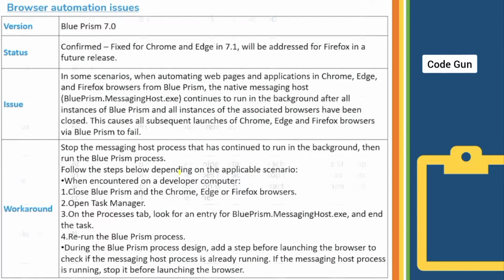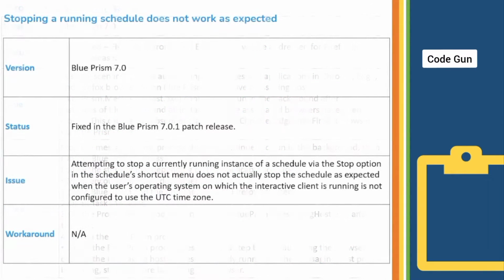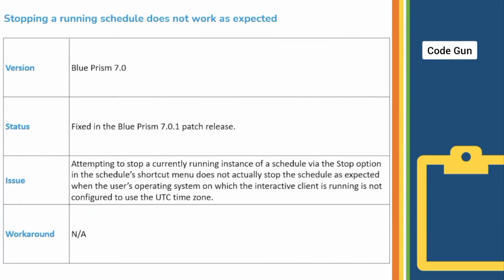Let's move to the next issue. This is: stopping a running schedule doesn't work as expected. This issue was introduced in Blue Prism version 7.0, and the status is fixed in the Blue Prism 7.0.1 patch release.